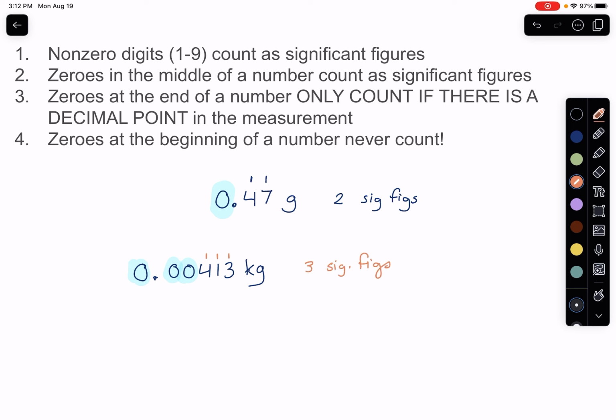Okay, so in summary, if it is not a 0, you count it. If it is a 0 in the middle, so if it is a sandwich 0, you count it. Even if there's more than 1 0 in the middle of the number, you count all of them. Zeros at the end of a number, trailing zeros, only count if there's a decimal point somewhere in the measurement. It can come anywhere in the number as long as there is one. And then zeros at the beginning of a number, leading zeros, never count under any circumstances.